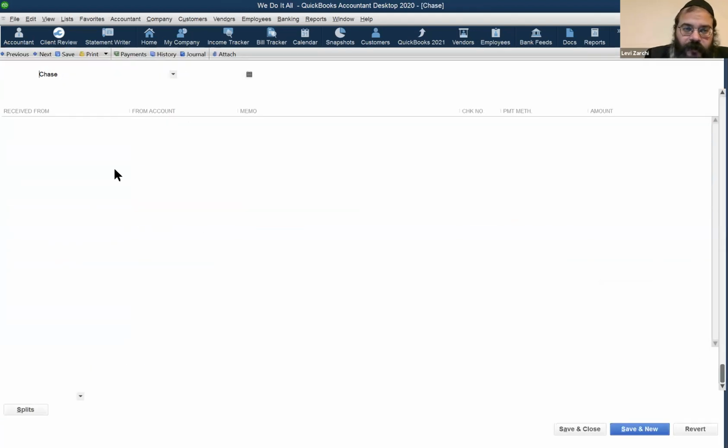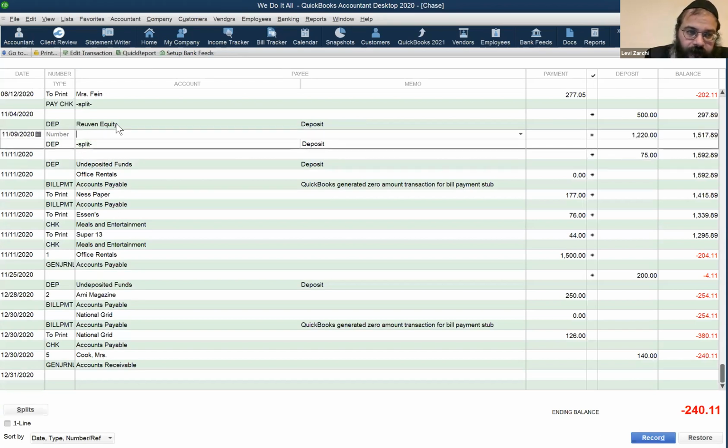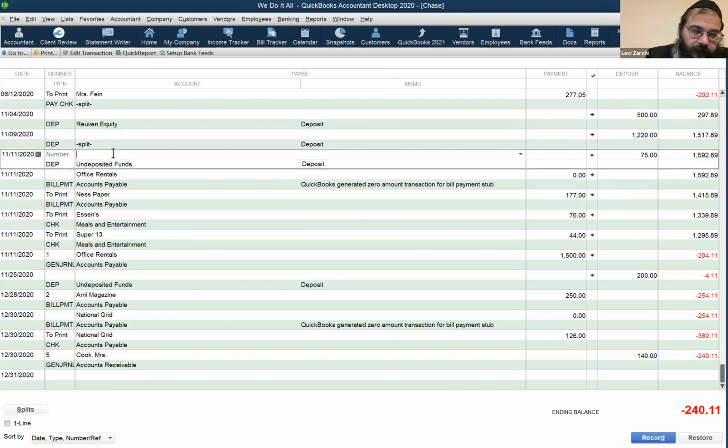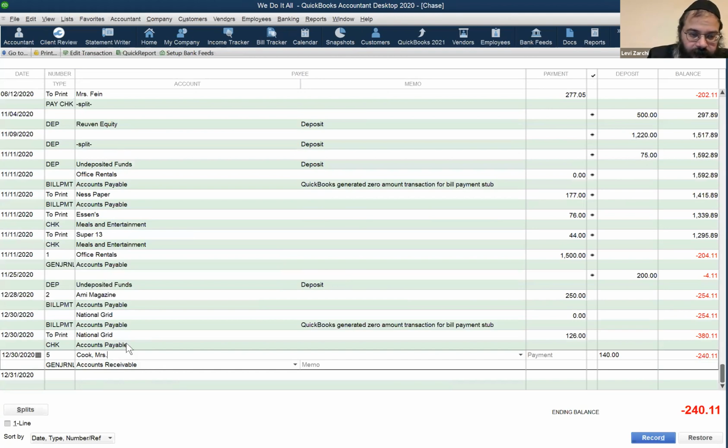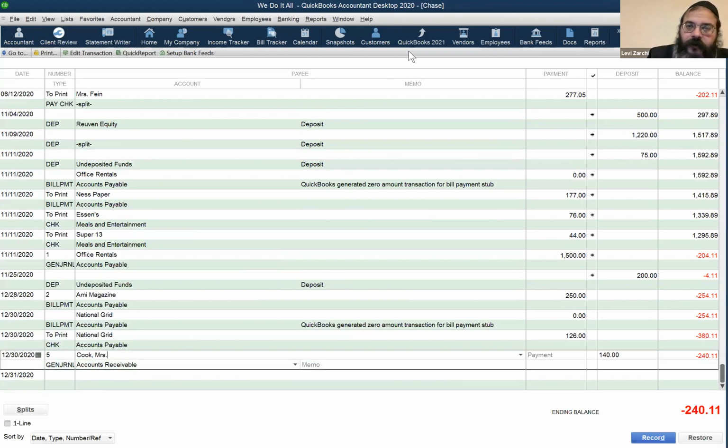So again, the check register window is not reliable. Sometimes there's no name. But it says here it's payee and it's really from someone. Sometimes the right name is there, right? National Grid is a payee in this case. Mrs. Cook is here from a journal entry.